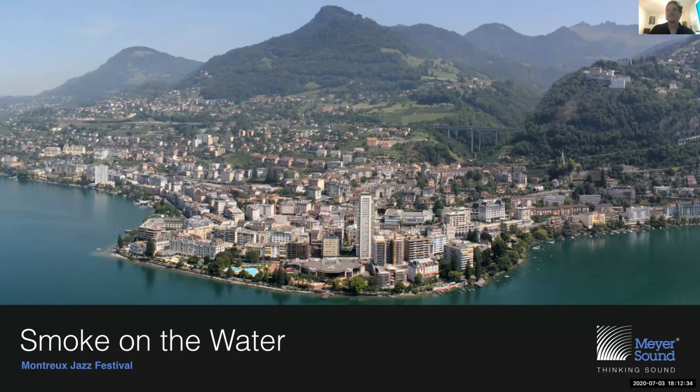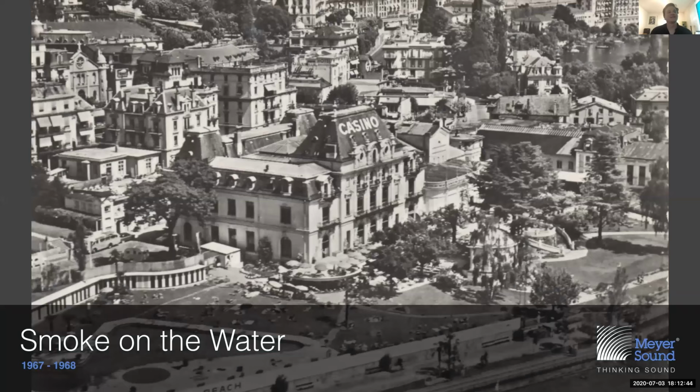Cool. And then the festival migrated to this area here in 1967, 1968. They needed a venue, and the only place that is big enough, that has a ballroom big enough, is the casino. So the festival is happening in the casino. There's a lot of music around it, but the main stage is one stage. The main stage is inside that casino.